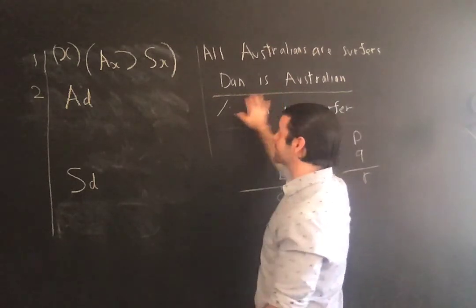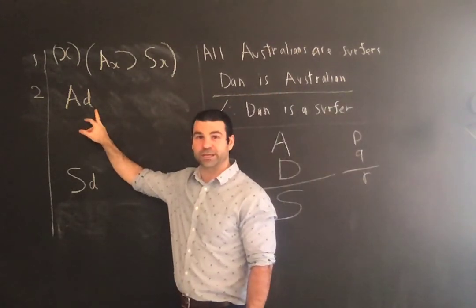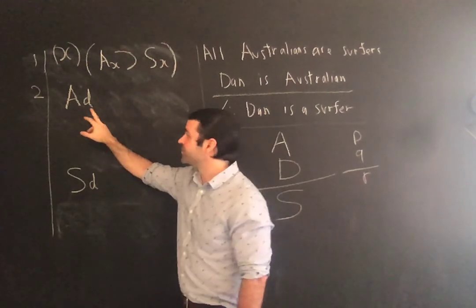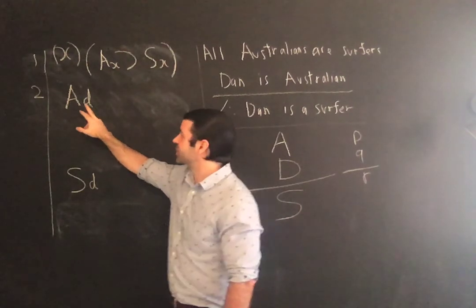All right, Dan is Australian. Okay, it's broken up into elements. All right, we've got, this is capital A, little d. The little, why is this frozen?